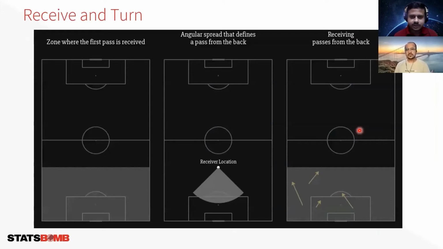So here is the description of the setup we have. First we have a zone on the field where the action is taking place, where the first pass is being received. After that, we define an angular spread that gives us a definition of what back is. If the receiver is located here, then any pass that goes through this shaded cone is going to define our choice of what a back pass is. And then here are certain examples of receiving passes from the back for a particular player.